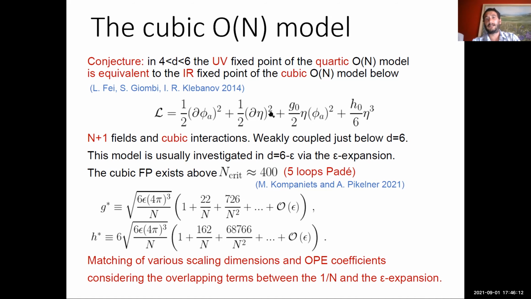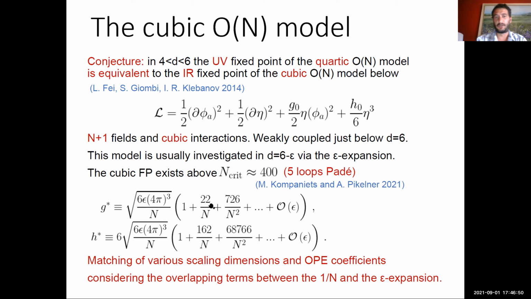One can compute the beta function of this model in the epsilon expansion, and it has been found that above a critical value of n, which has been estimated to be around 400 through the latter results, which make use of the phi loop beta function and Padé approximant, there exists an infrared fixed point, which is believed to be dual to the ultraviolet fixed point of the quartic model, with the fixed point values of the 2 couplings shown in the slide.